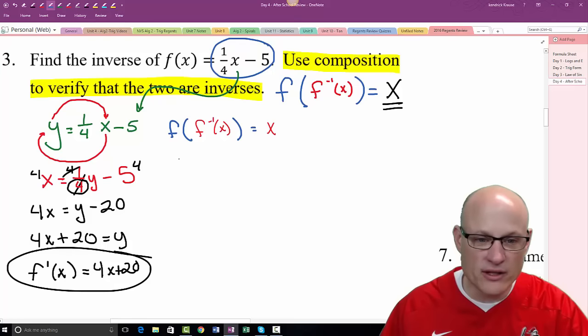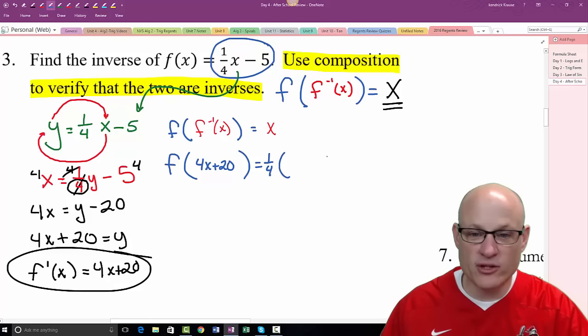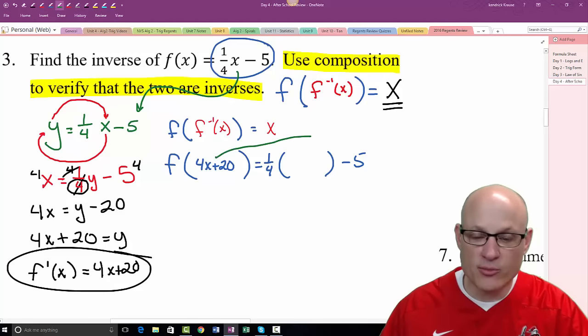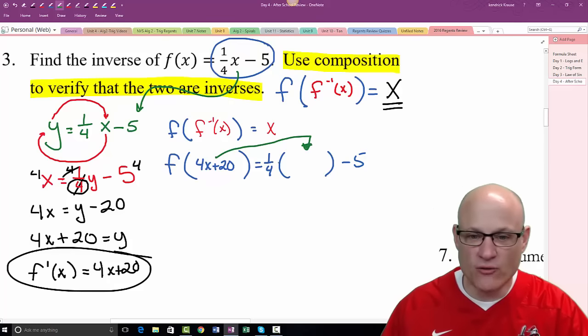Well, here's what we're going to do. We're going to take f of 4x plus 20. Now, f says to do this. We're going to take 1/4 times whatever's in the parentheses minus 5. Now, this thing here is the thing that's in the parentheses. So we're going to take the functional value at that function. So 4x plus 20.